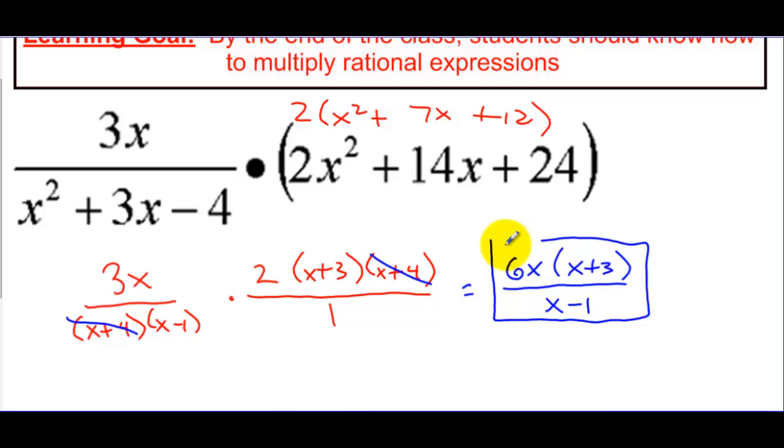Okay, so we ended up with a lot of parts that did not cancel in this one, but we did cancel a couple parts and then multiplied across the numerator and multiplied across the denominator. And that's your summary. Every single one of these problems: factor, cancel what cancels, multiply across the numerator, and multiply across the denominator.